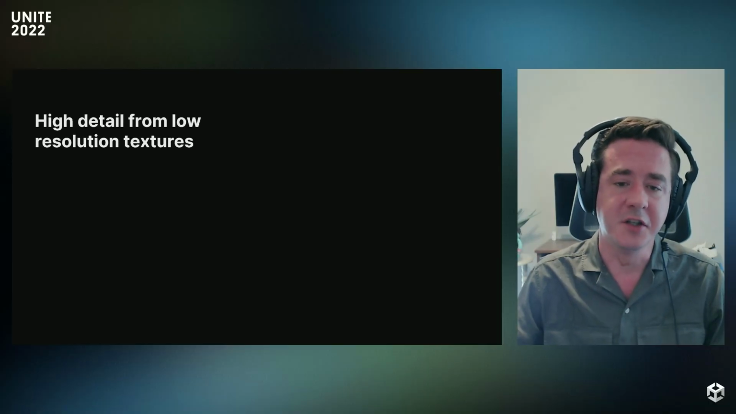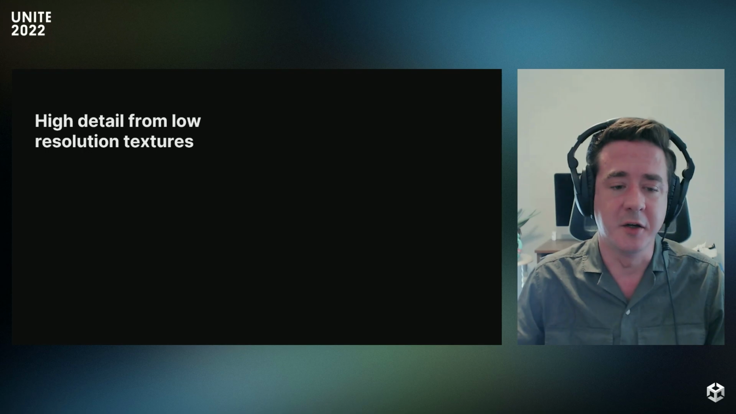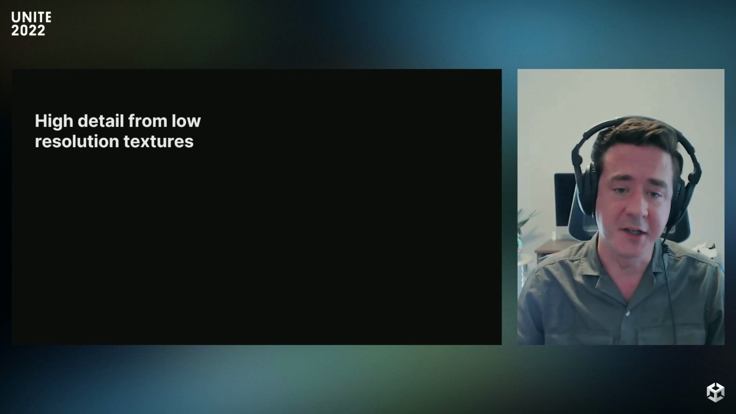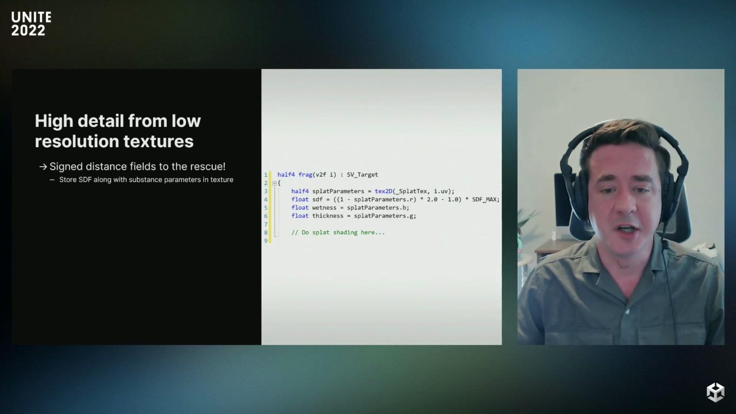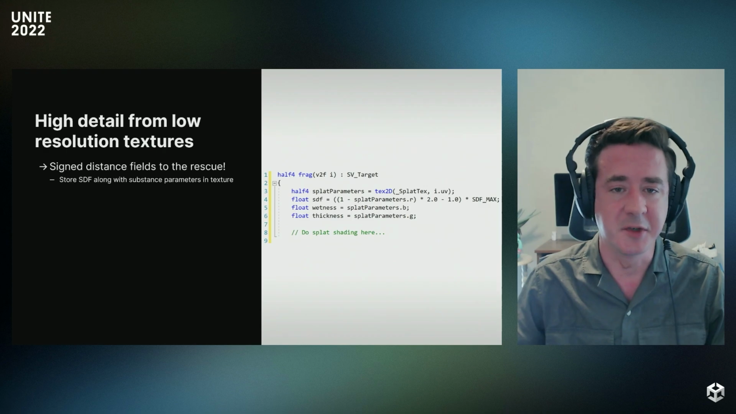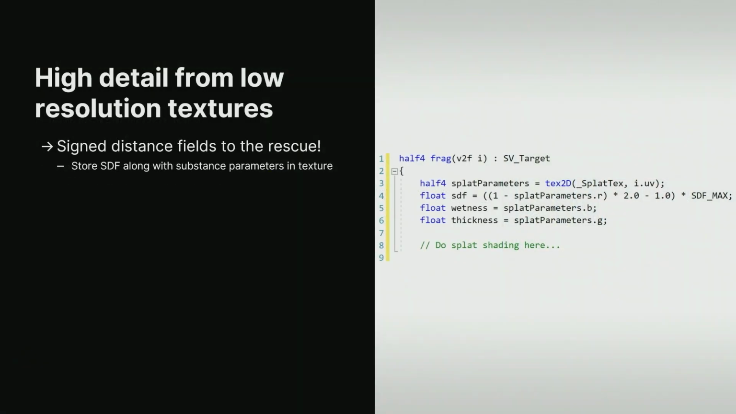So obviously, one of the issues with storing these in textures is that we want to have high detail, which would then require particularly high resolution for the textures themselves. So one of the ways that we can get around this is by using signed distance fields. SDFs are used in things like TextMesh Pro's font rendering, and they allow you to create decent silhouettes from fairly low resolution data. So we can store the SDF along with other substance parameters directly in our textures.